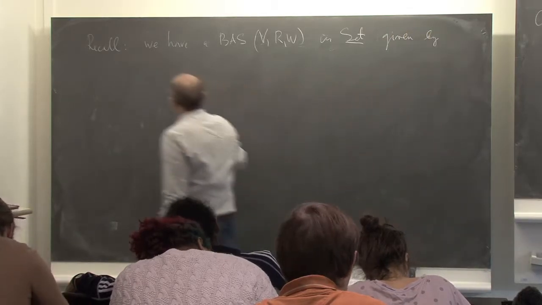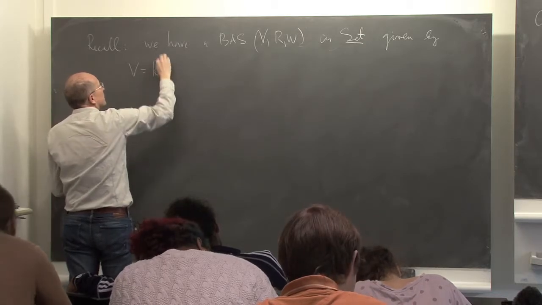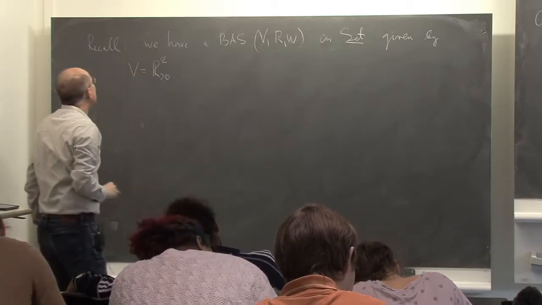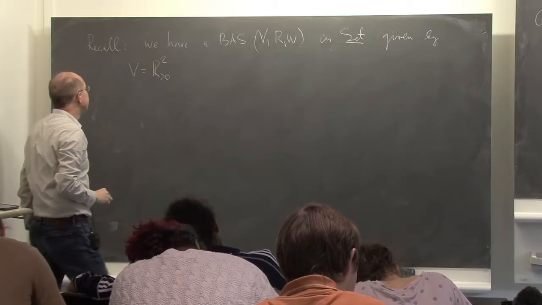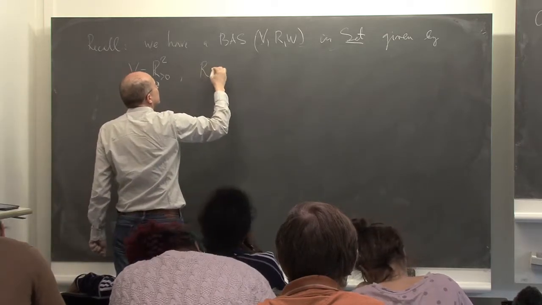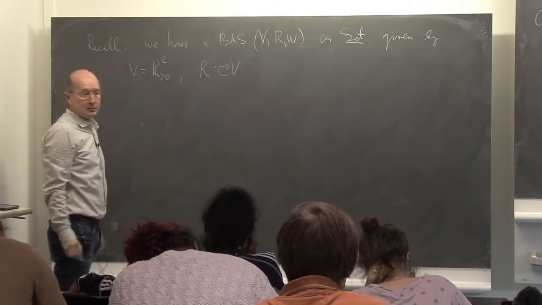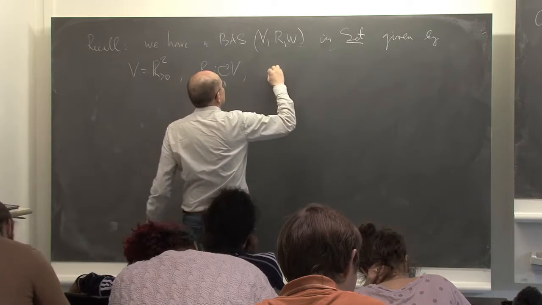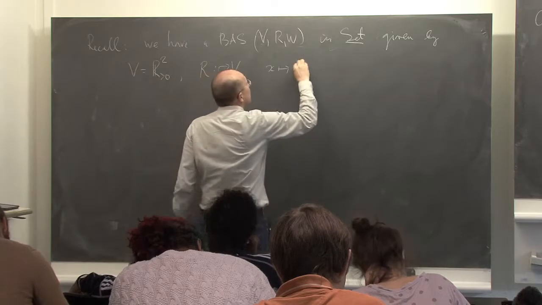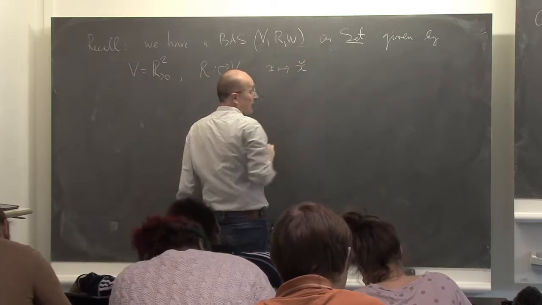Given by, so V was identified with the square of the real positive half line, and R is a map from V to V, which sends x, a couple of positive numbers, to another couple of positive numbers, which will be denoted x check.